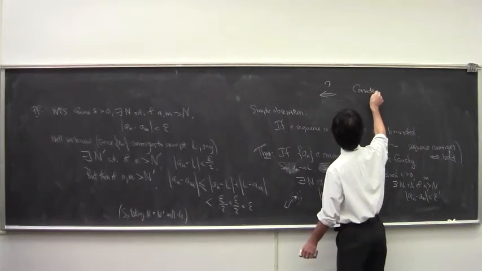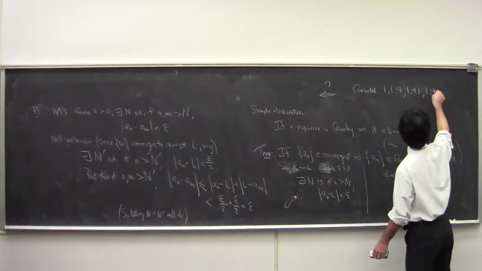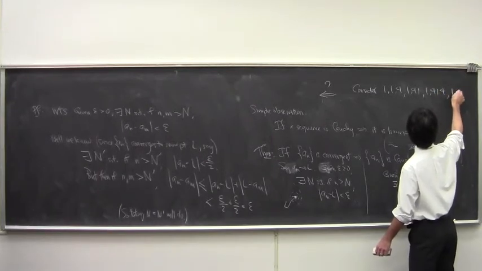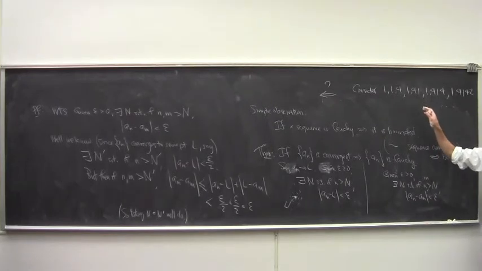Consider 1.41, 1.414, 1.4142, etc. So these are a sequence, the beginning of one, that will tend towards the square root of 2. Now, is this a Cauchy sequence? Yeah, this is a Cauchy sequence.